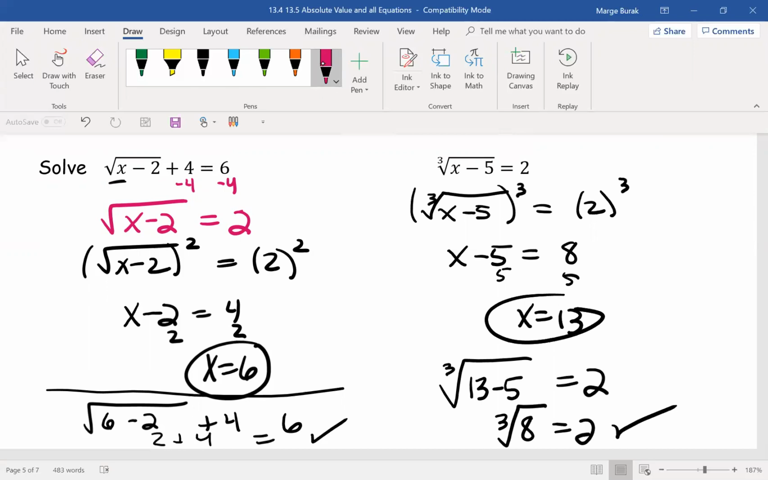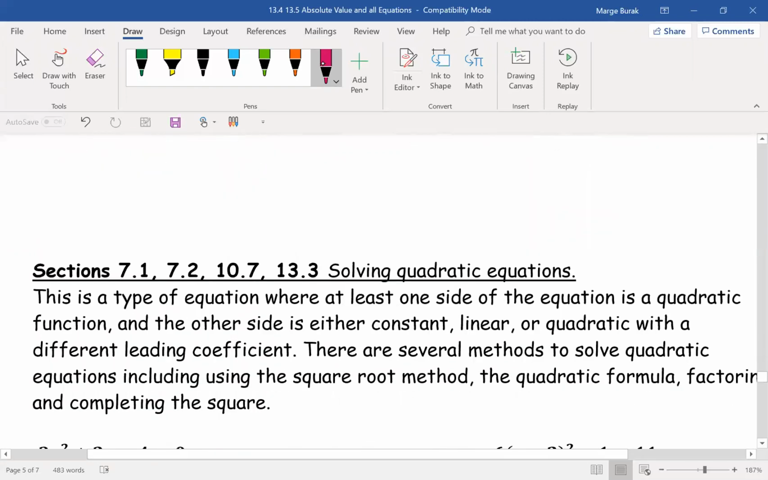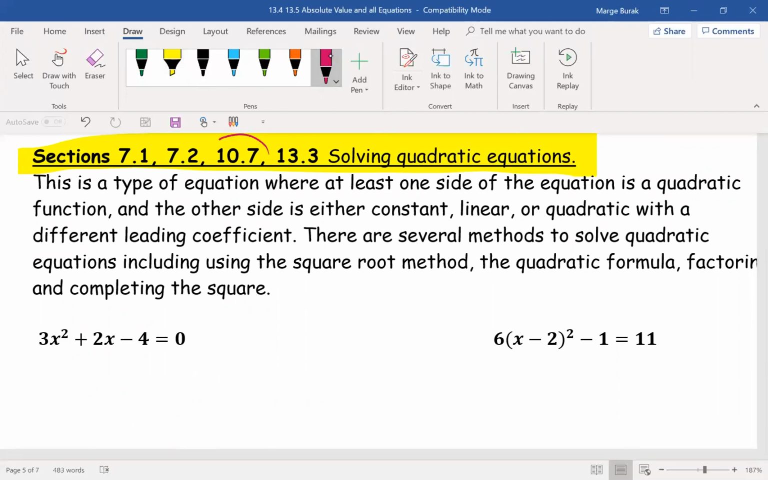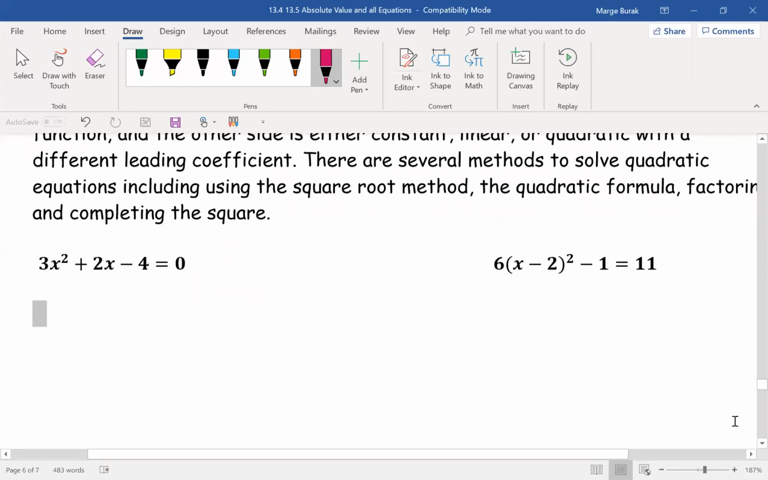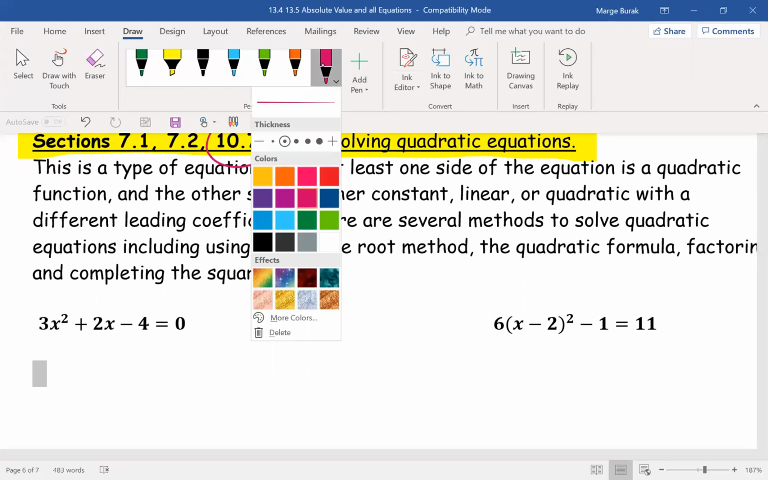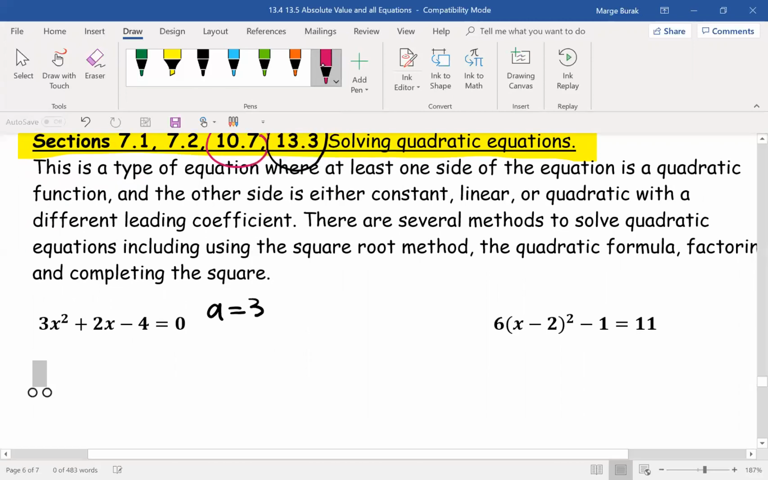Don't forget you can always check these by graphing each side of the equation and finding the point of intersection. Now, we did cover quite a bit on solving quadratic equations: section 10.7, factoring; 13.3, completing the square; and 7.1 and 7.2, the quadratic formula and square rooting both sides. We did talk about all of those in this course. I think I chose to do the two that you might not be as familiar with, so I'm going to use the quadratic formula on this one.